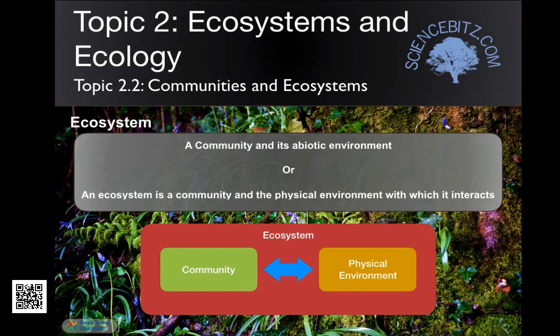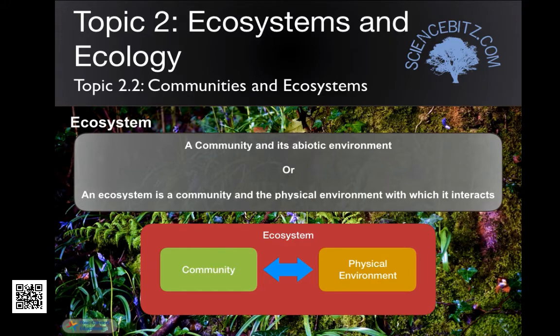So an ecosystem, well, all an ecosystem is the community and its abiotic environment. Remember, interactions between the community themselves are biotic interactions, but they also interact with their abiotic environment, and all these interactions together make up the ecosystem. So it's a community and the physical environment with which it interacts. And in that little diagram at the bottom, what I've tried to illustrate is that the ecosystem includes both of these, the physical environment and the community, and they interact backwards and forwards with each other.